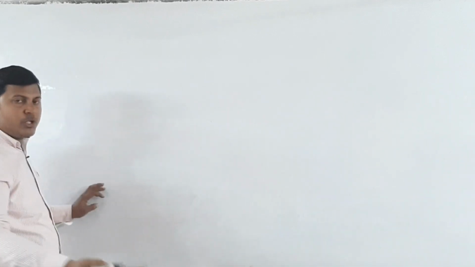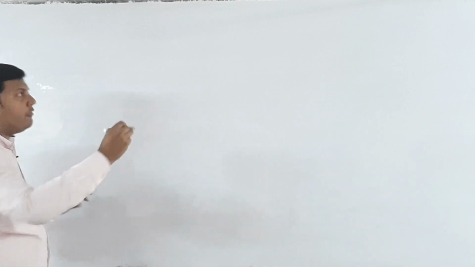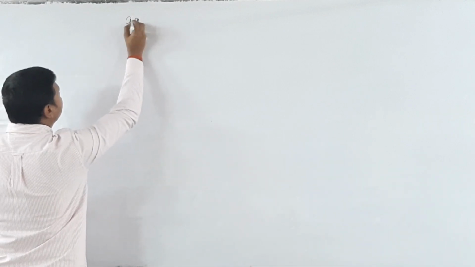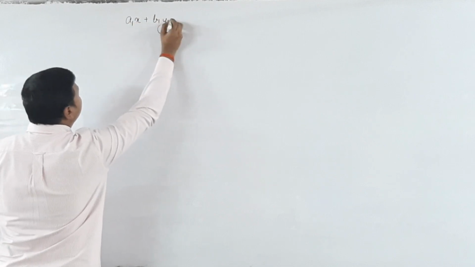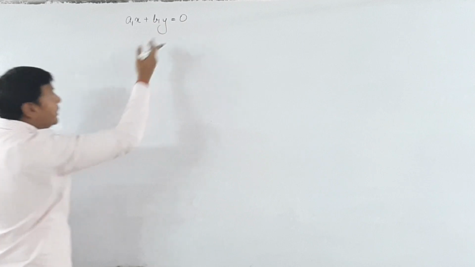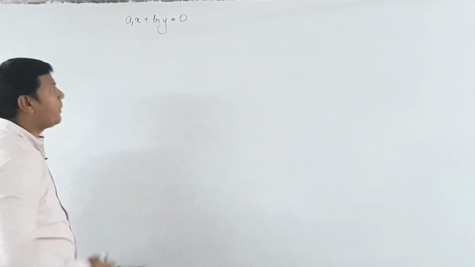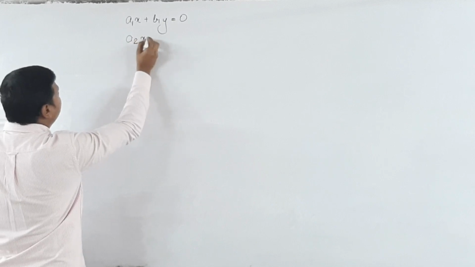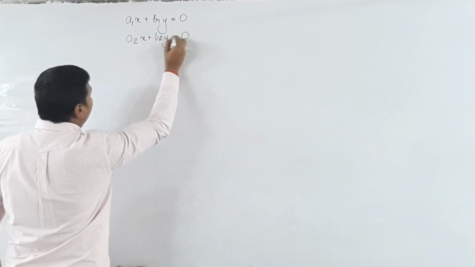Now I am going to discuss a new pair of equations that's called a homogeneous set of equations. So how do we recognize a homogeneous set of equations? If a linear equation in two variables has a general formula a1x plus b1y is equal to 0, it means it doesn't have the constant term, and a2x plus b2y is equal to 0.